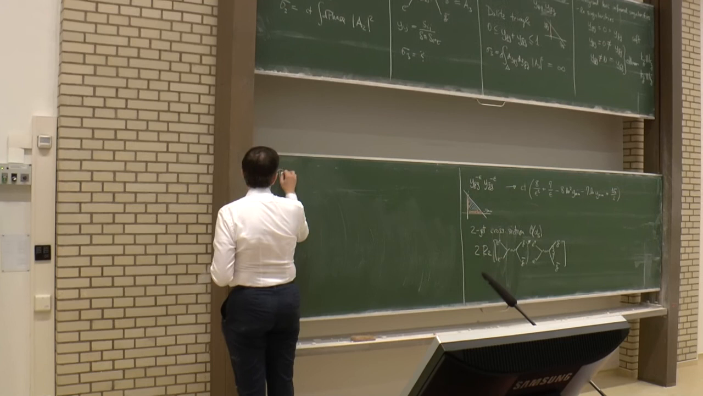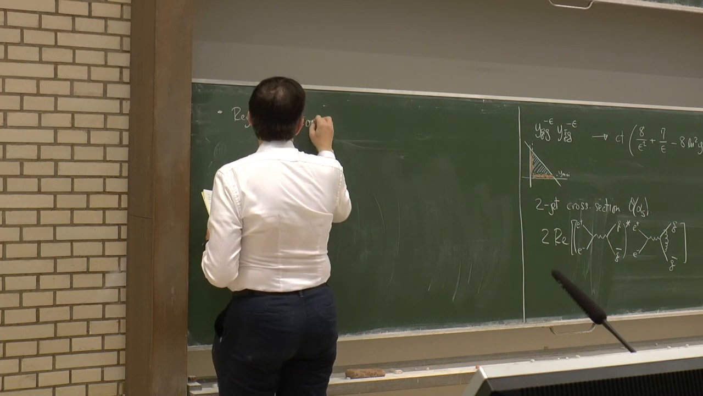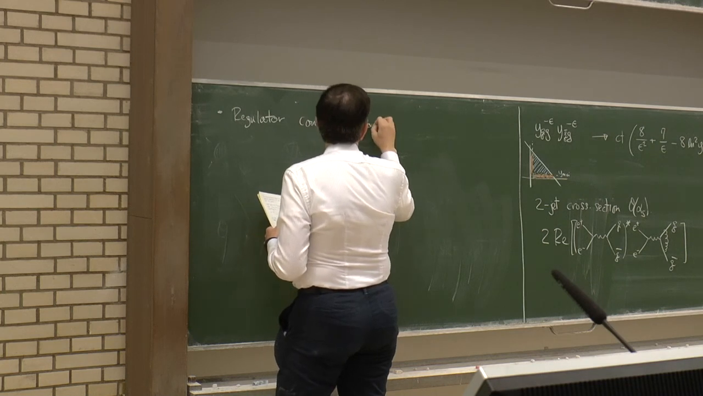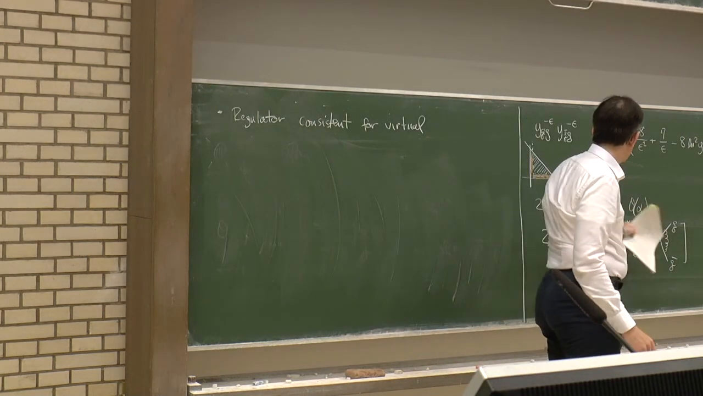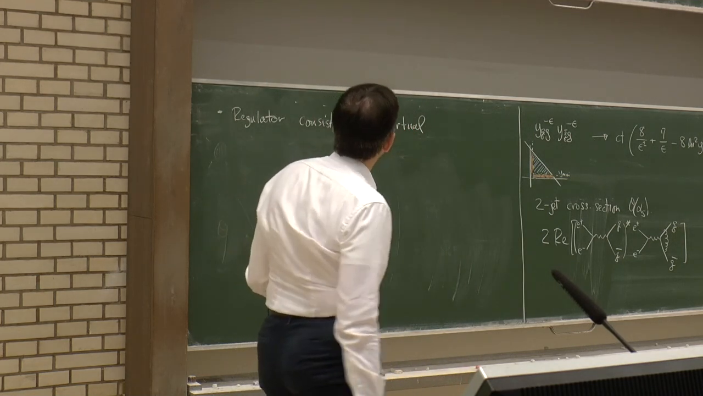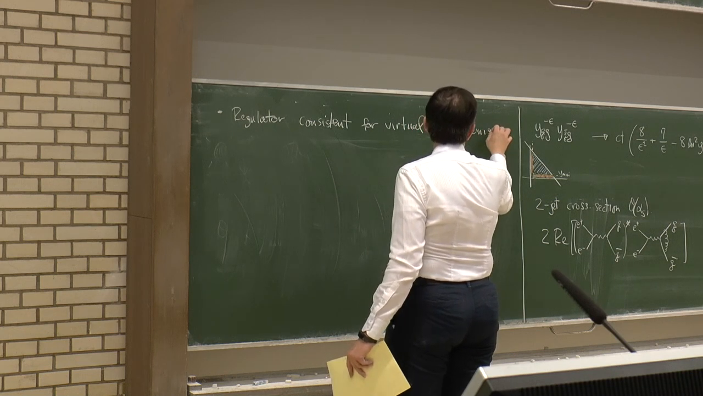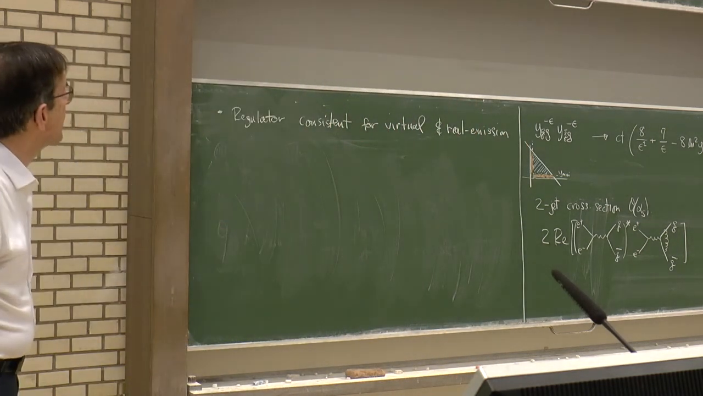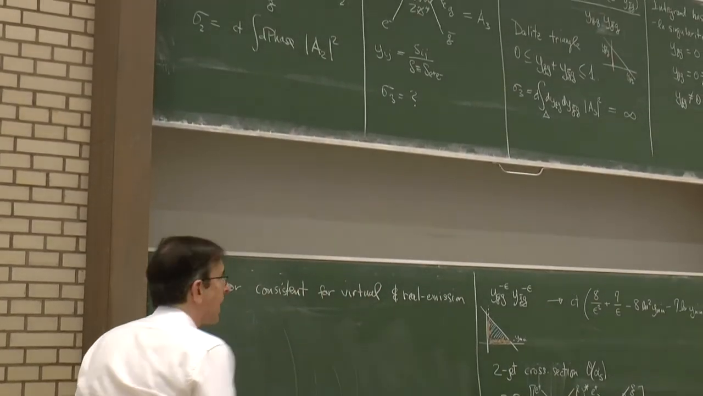So we need a regulator, which we have, but it has to be consistent for both the virtual contributions, which are the loop amplitudes. So this interference term would be a virtual correction to the squared matrix element, and also for the real emission. So when you actually emit a massless particle into the final state, as in A3 up there, that would be called a real emission contribution once we square it. So we need to have the same regulator.